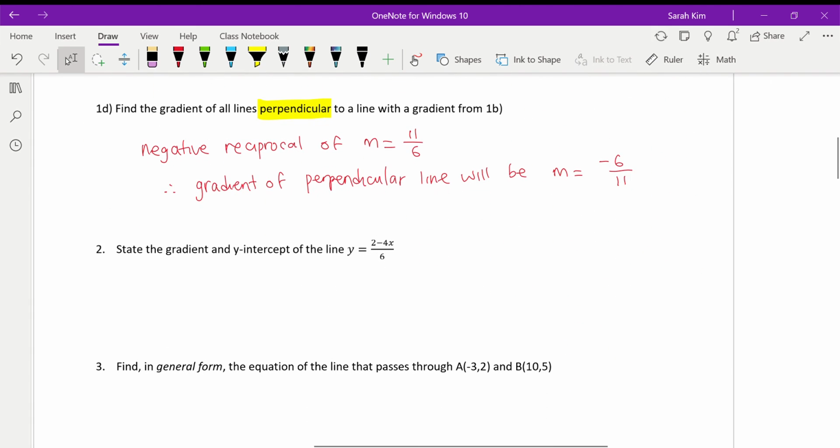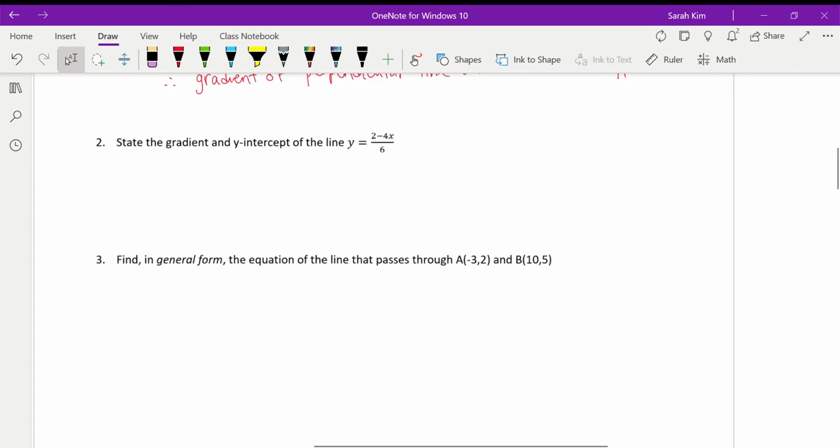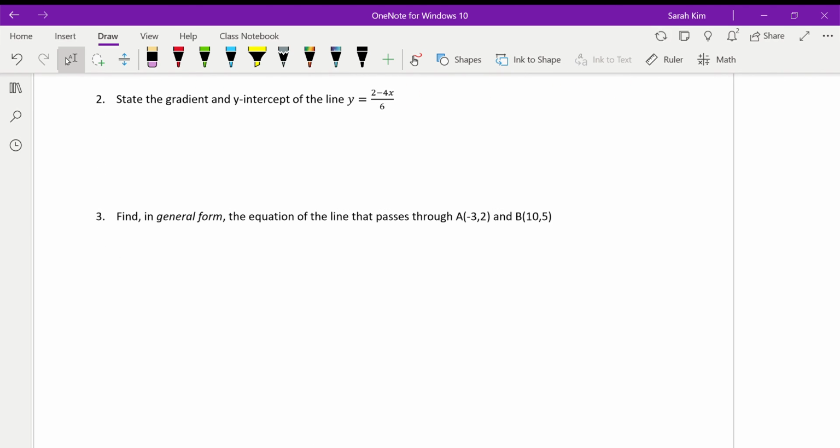Alright, state the gradient and y-intercept of the line. y equals 2 take 4x over 6. Well, this is pretty easy. All you have to do is realize that it's in a kind of fraction, and then you have to split it. So y equals, remember, you have to split the fraction, 2 over 6, and then minus 4x over 6. And the y-intercept becomes all the numbers that are in front of the x. Oh, sorry, that's the gradient. My bad. So the gradient, which is also known as m, is minus 4 over 6.